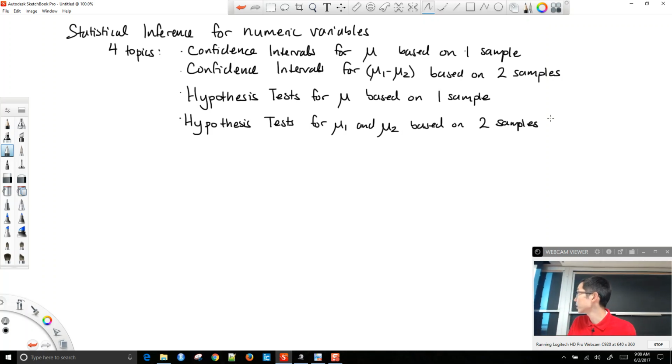Now we are dealing with numeric variables. Numeric variables will be things like the height of someone, or the weight of an animal. The question that we're asking now is not about the proportion of the sample, but about the mean of the sample and what the mean of the sample has to say about the mean of the population.